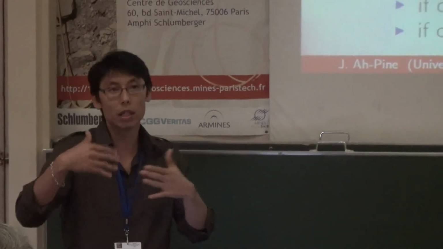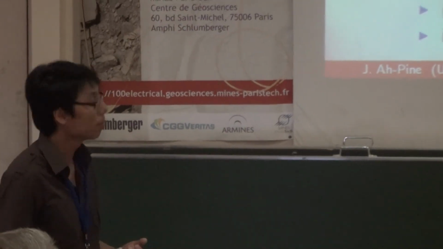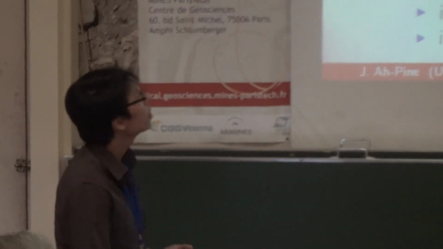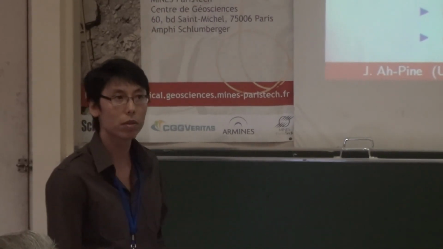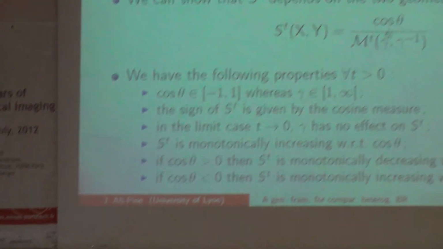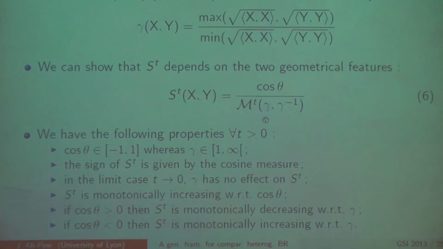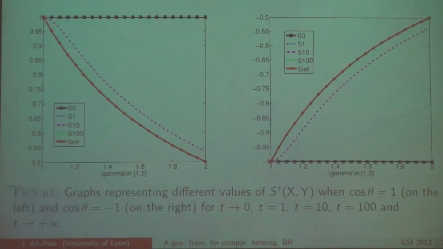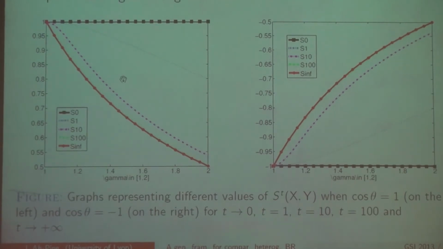It gives us a kind of difference between the norms of the vectors. So we can show that ST, given previously, can be expressed using those two geometrical features. We have the cosine as the numerator, and here the generalized power mean at the denominator. So the important thing is that I'm going to show you on the graph directly.